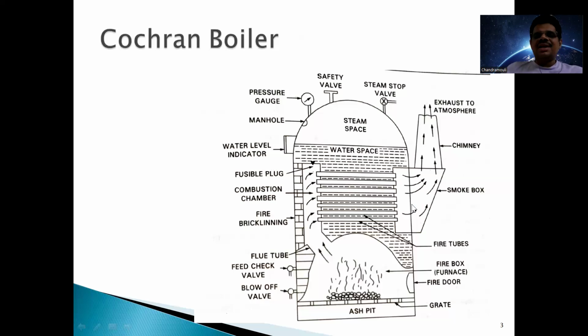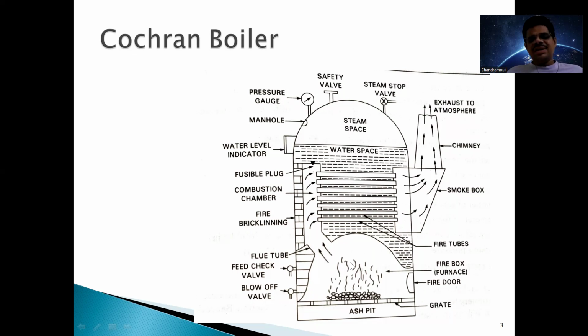So this is basically a Cochran boiler. This is the diagram, so we just observe this diagram and identify various parts in it. This consists of an outer body, which is called the shell. Can you see my pointer? Yes, sir. Okay, right. So this is the shell of the boiler, which houses all the components of the boiler.